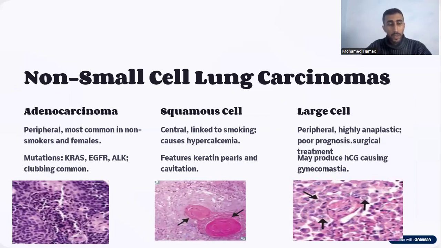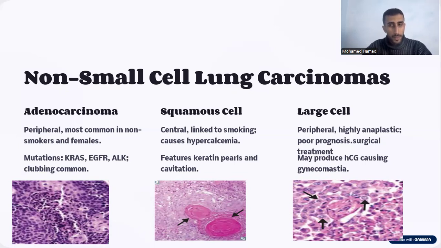Then we are going to talk about non-small cell lung carcinoma. It is subdivided into adenocarcinoma, squamous cell carcinoma, and large cell carcinoma. First is adenocarcinoma. It has a peripheral location, as we have just said, and it is most common in non-smokers and occurs more commonly in females than in males. This is a very high yield point: adenocarcinoma is a tumor not related to smoking.